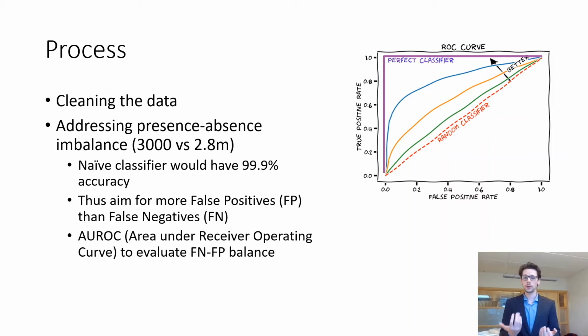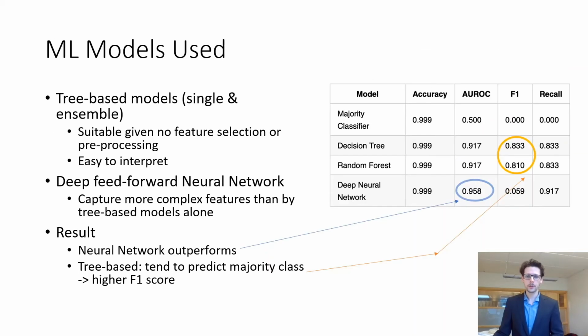To address this, we aimed for more false positives than false negatives. And to evaluate this balance between the two, we used the metric AUROC, which stands for Area Under Receiver Operating Curve. We used different machine learning models.